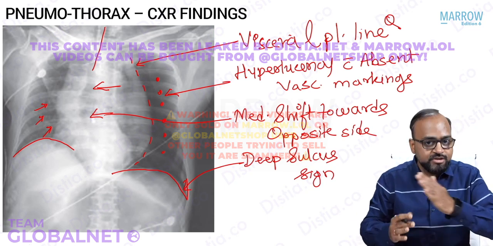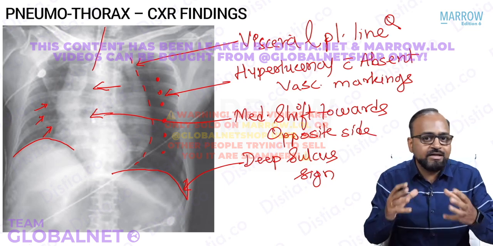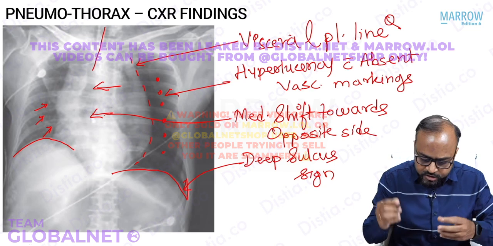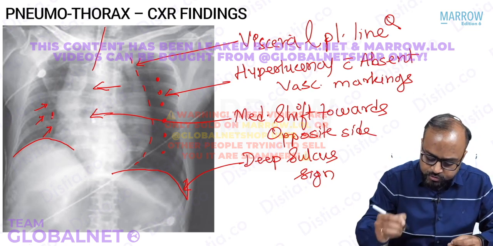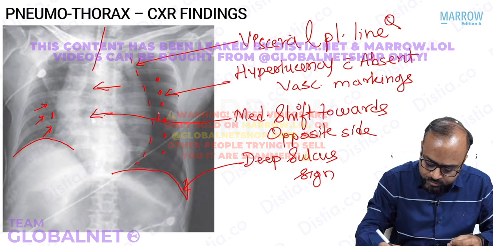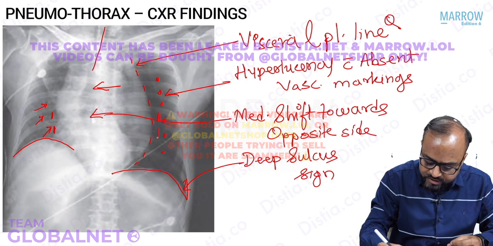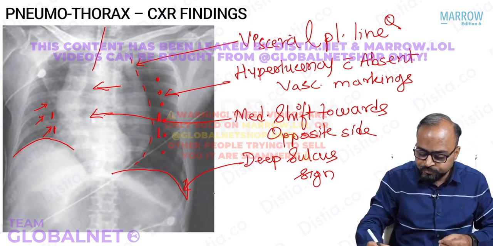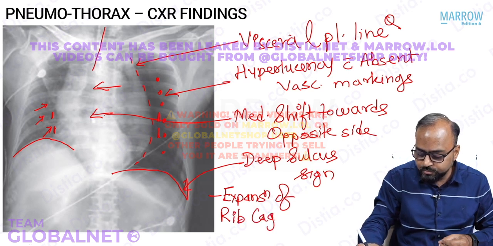And if it pushes the mediastinum and the diaphragm, it will also cause a very slight hyperexpansion of the rib cage. So if you watch here carefully, look at the distance between two adjacent ribs on the right and compare it with the distance between two adjacent ribs on the left. You'll find the left-sided ribs are slightly expanded. So this sign is called expansion of the rib cage, or expansion of the thoracic cage.